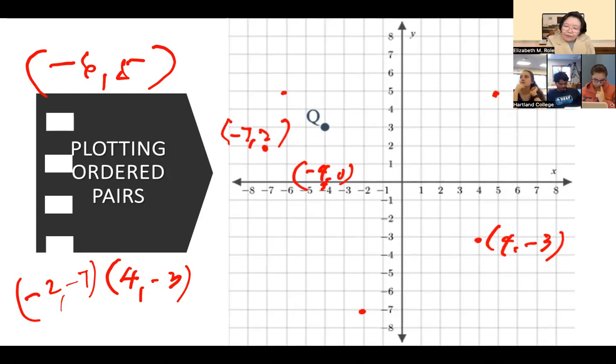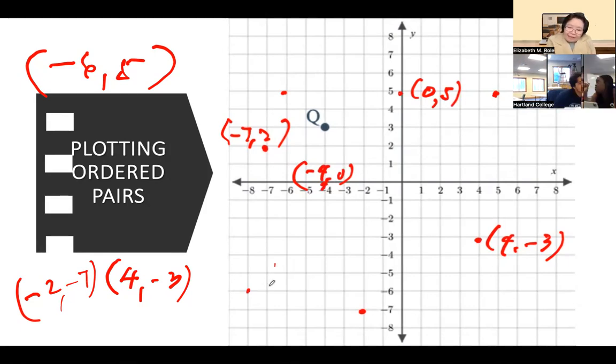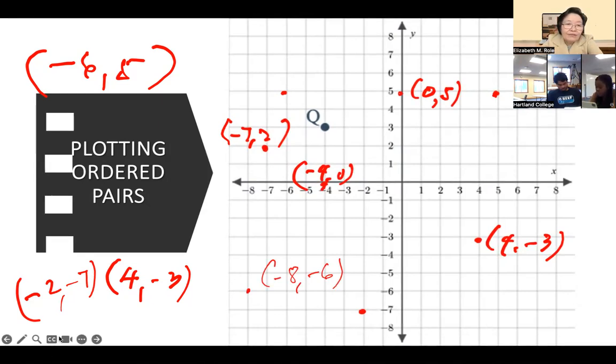How about this point? (0, 5). You didn't move along the x, but you moved across the y. How about this point? (-8, -6). That's an important concept because when we do graphing, we need to deal with those different points along the coordinate system. So that's how to plot ordered pairs.